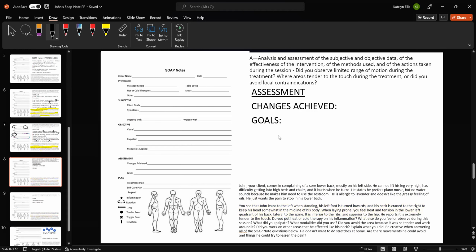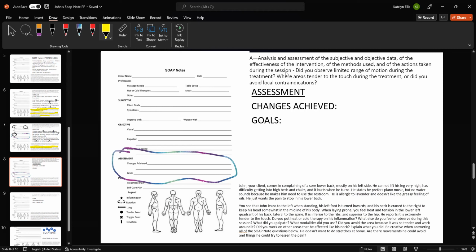All right, our next section here is assessment. We are going to be doing an assessment of all of the changes that were achieved, and we're going to kind of talk about our goals for the client. Okay, like what we want to see, what we wanted to get done, not only in this session, but perhaps future sessions. What the heck is going on here?